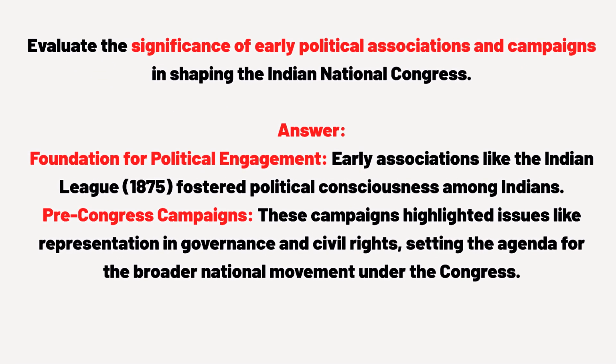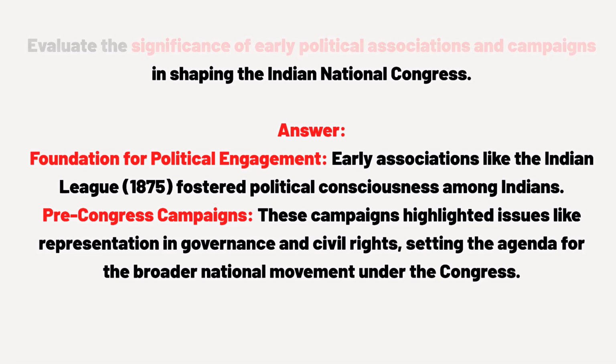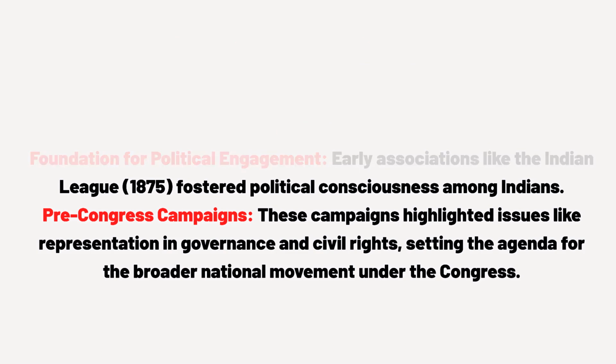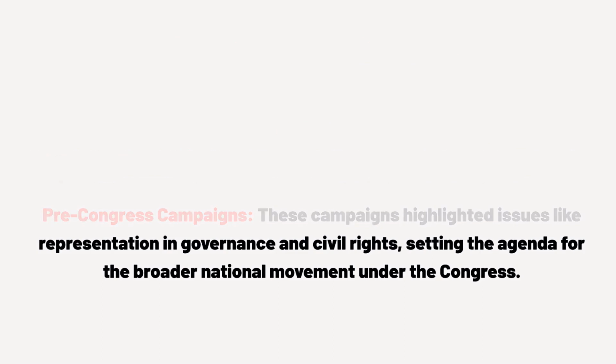Evaluate the significance of early political associations and campaigns in shaping the Indian National Congress. Answer: foundation for political engagement. Early associations like the Indian League, 1875, fostered political consciousness among Indians. Pre-Congress campaigns. These campaigns highlighted issues like representation in governance and civil rights, setting the agenda for the broader national movement under the Congress.